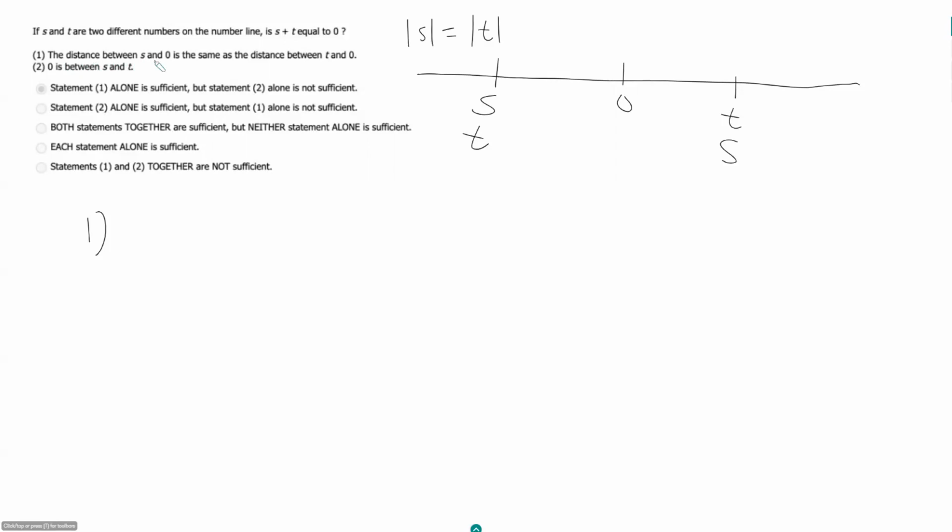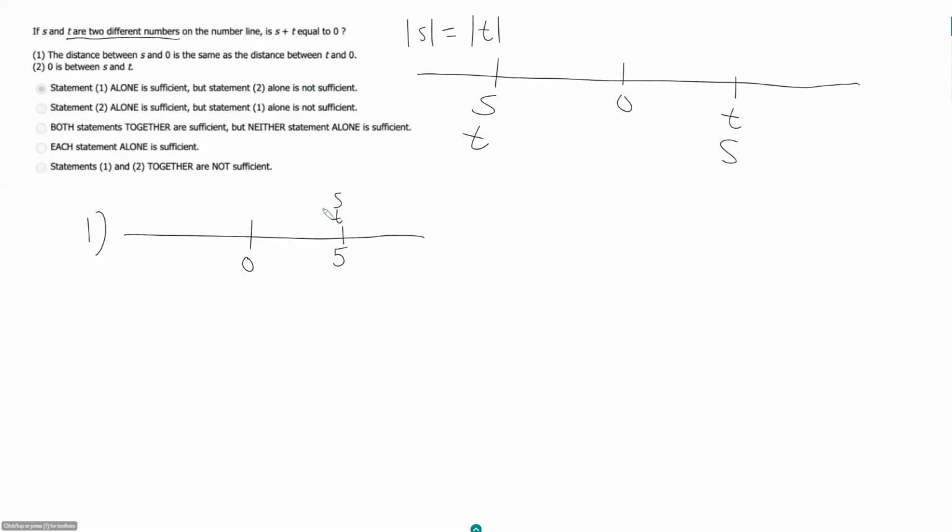Statement 1: the distance between s and 0 is the same as the distance between t and 0. So this is actually important from the prompt. Remember, s and t are two different numbers. If it didn't say that, it would be possible, for example, that s and t were both equal to 5, and in which case it wouldn't be true that s plus t was equal to 0.